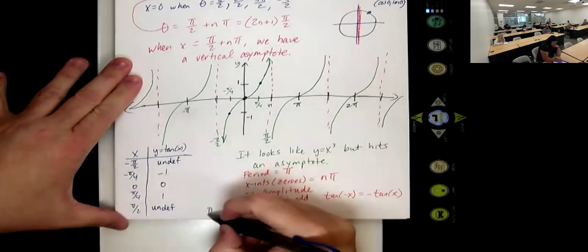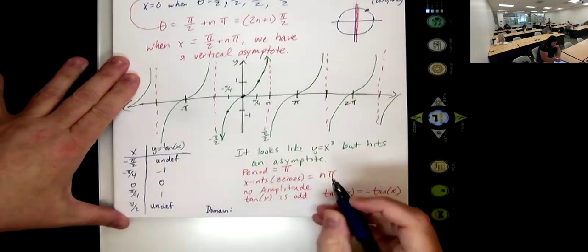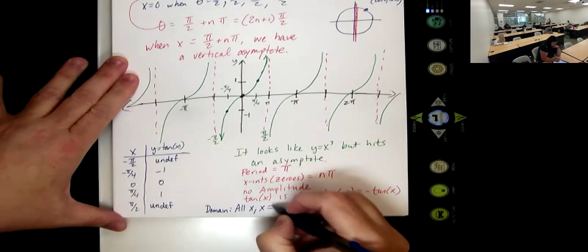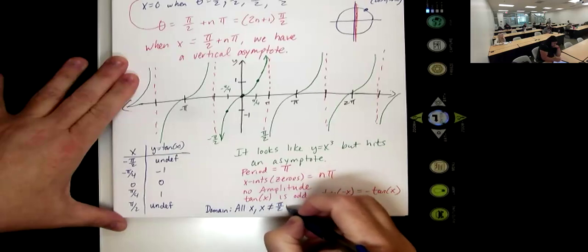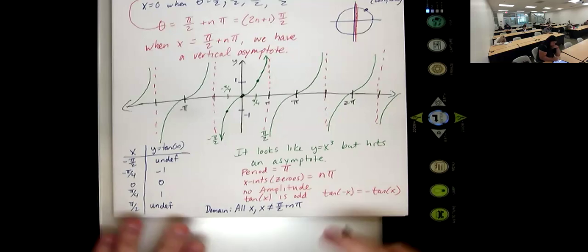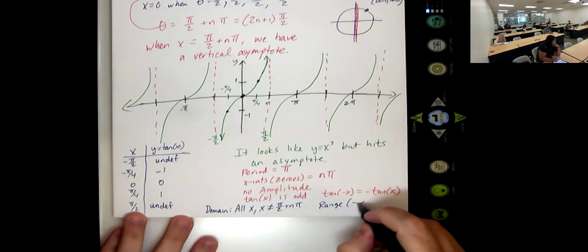The domain is a little wonky to say. It's all x except x cannot equal pi over 2 plus n pi. It can exist elsewhere, but it's got a lot of gaps, a lot of holes. But the range is infinite: negative infinity to infinity.